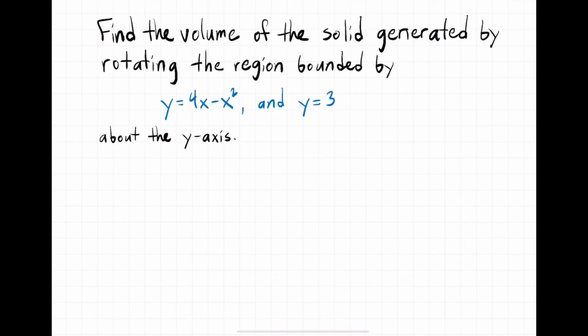Here's an example of finding the volume of a solid of revolution using the method of cylindrical shells. Let's find the volume of the solid generated by rotating the region bounded by y equals 4x minus x squared and y equals 3 about the y-axis.